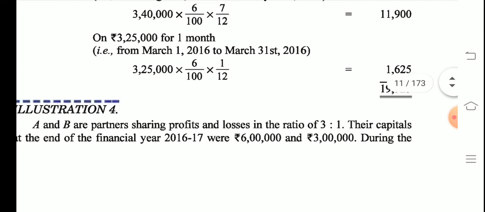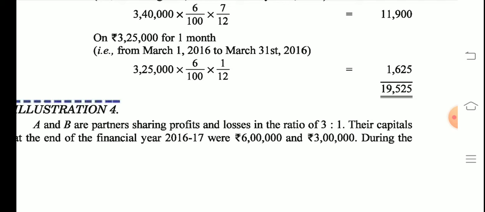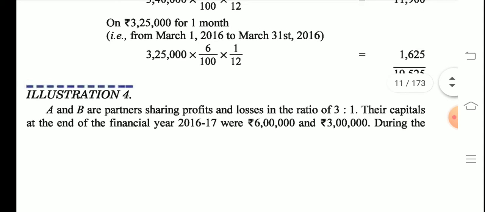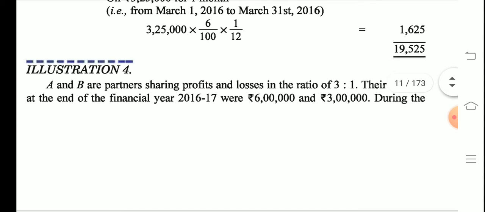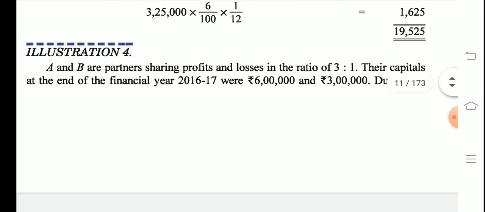So in illustration 4, read the question very carefully. A and B are partners and they share profits and losses in the ratio 3:1. Their capital at the end of the financial year is mentioned here as 2016-17. These years might change if you buy a new book or a new edition, so it doesn't matter. You go as per your book. This PDF was given to me by the publisher, so this might be an old edition also. So please go through your book, and whatever is mentioned in your book, please write that. So in the financial year 2016-17, the capitals were 6 lakh and 3 lakh respectively.